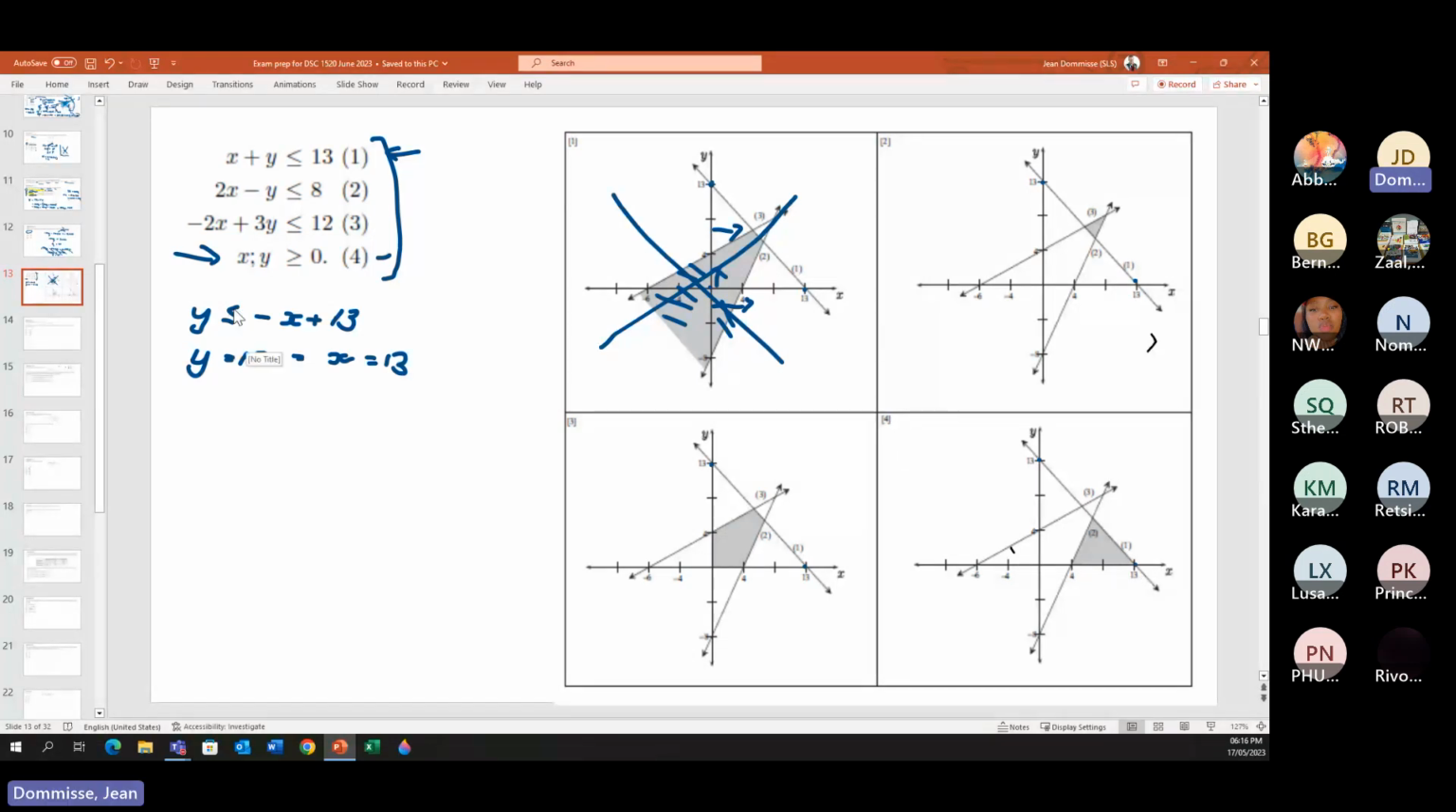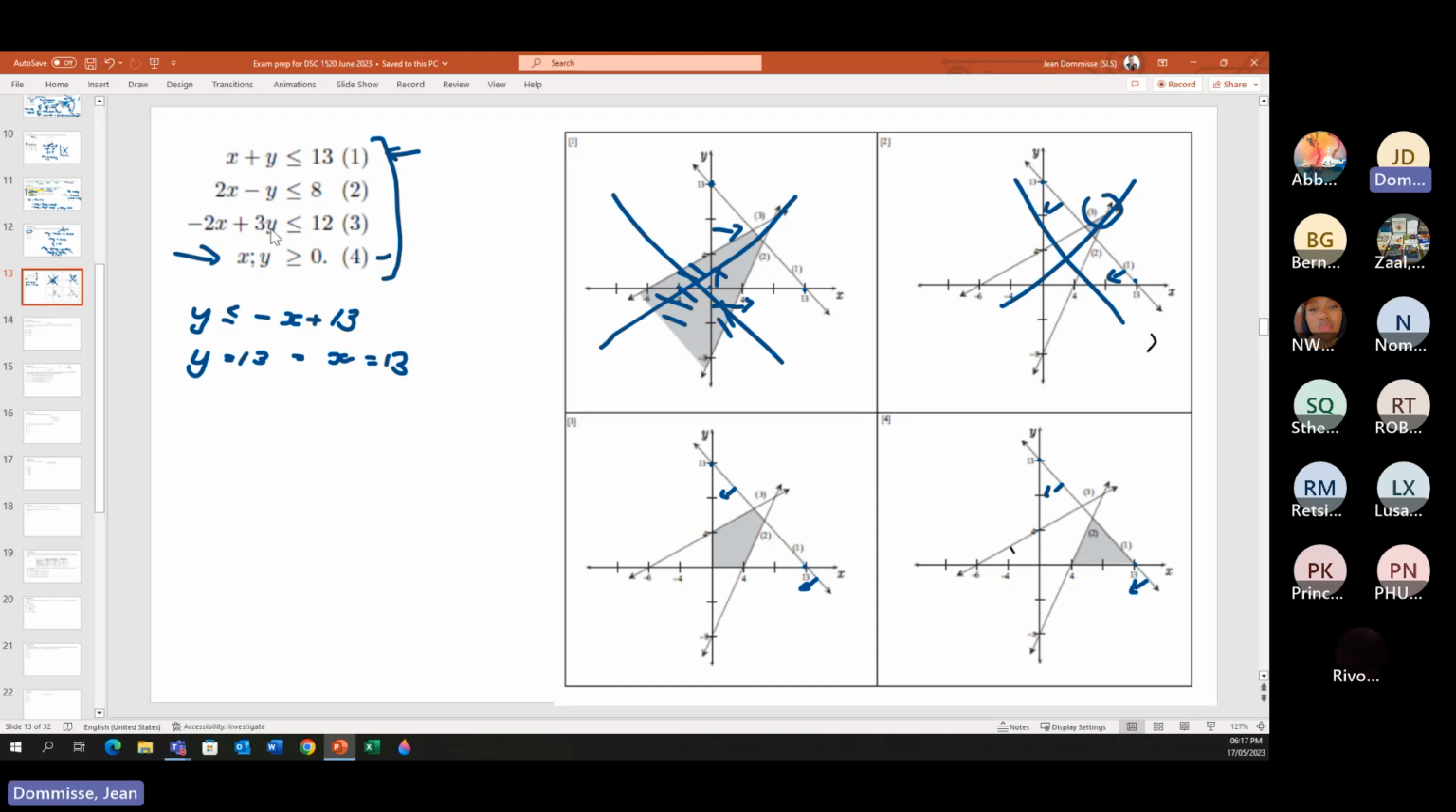But it must be smaller or equal to. So it must lie on this side of a line. This side of a line. This side of a line. Okay, so by that, because that is not on this side, we can eliminate option 2. Okay, so unfortunately we still sit with 2 options.